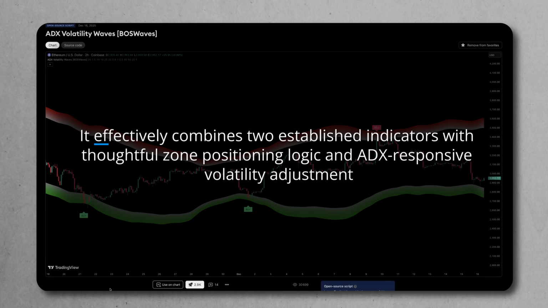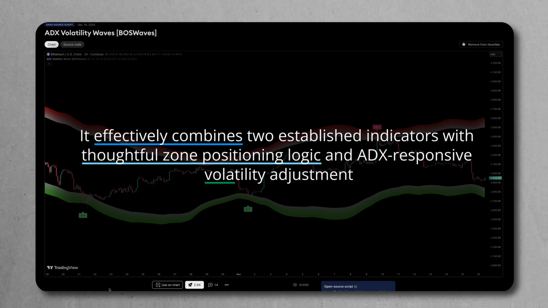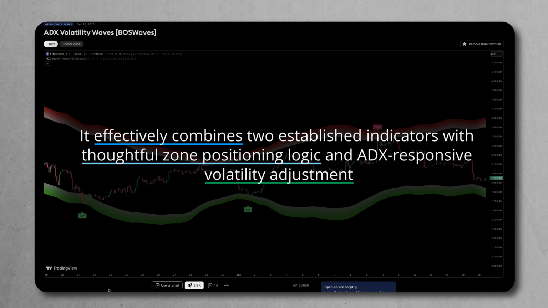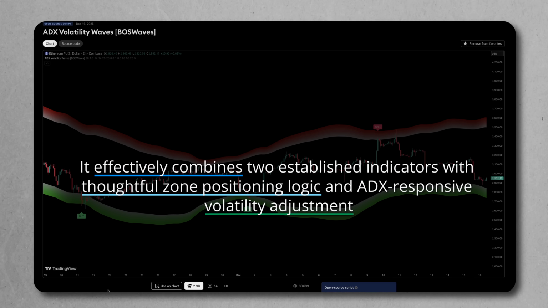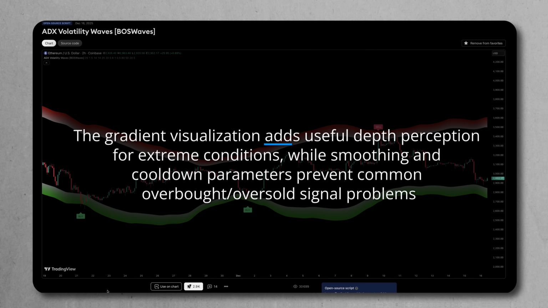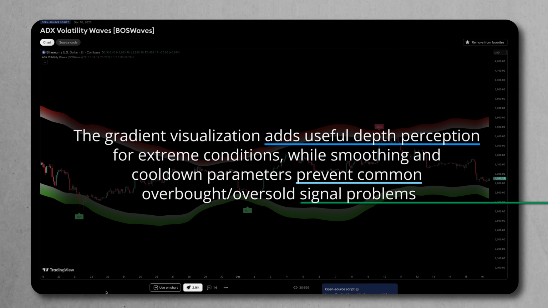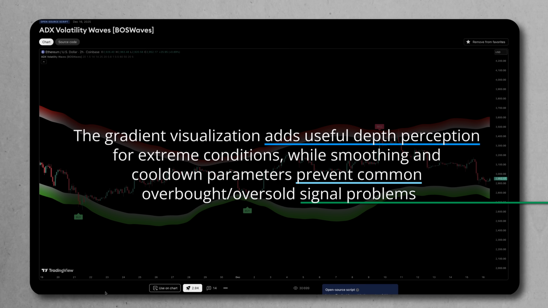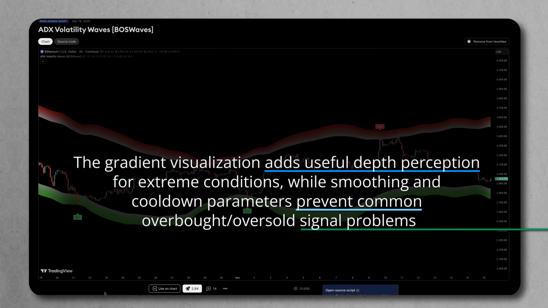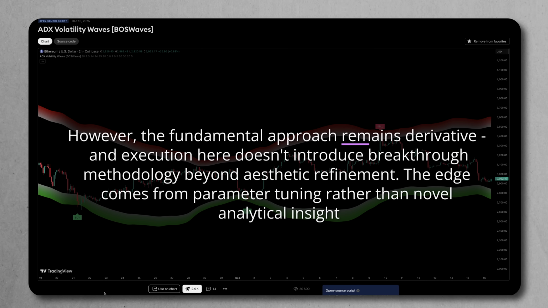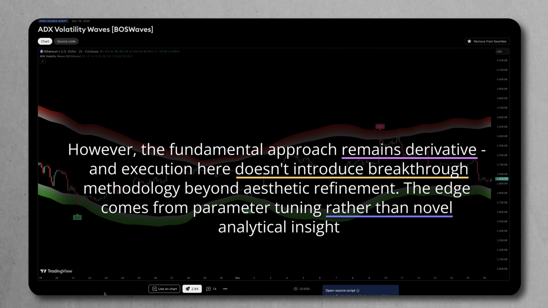It effectively combines two established indicators with thoughtful zone positioning logic and ADX responsive volatility adjustment. The gradient visualization adds useful depth perception for extreme conditions, while smoothing and cooldown parameters prevent common overbought/oversold signal problems. However, the fundamental approach remains derivative, and execution here doesn't introduce breakthrough methodology beyond aesthetic refinement. The edge comes from parameter tuning rather than novel analytical insight.